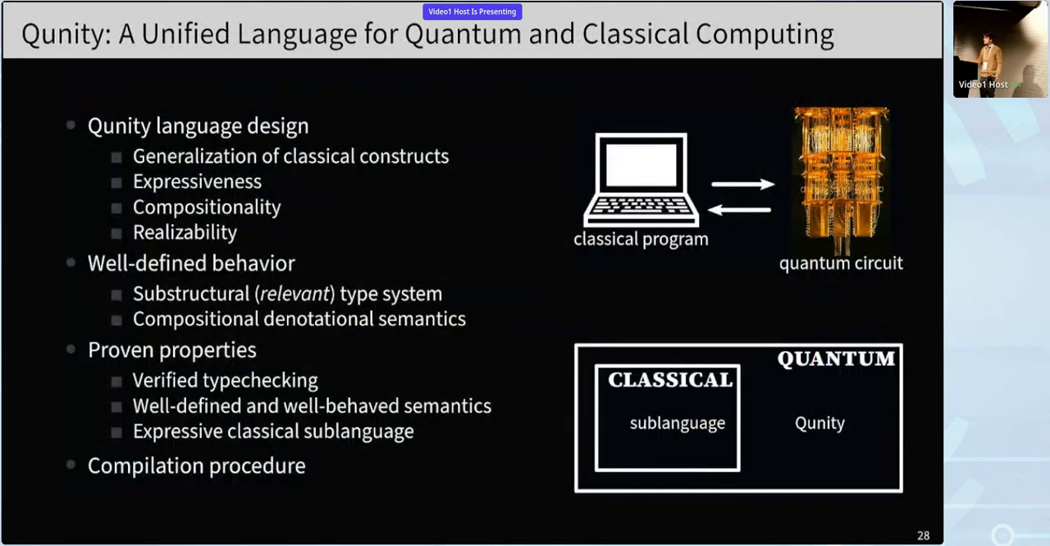So to summarize, I presented Qunity, motivated by wanting an expressive generalization of classical computing. We have its type system, semantics, theorems, and composition. So thanks for your time, and I'll take any questions.